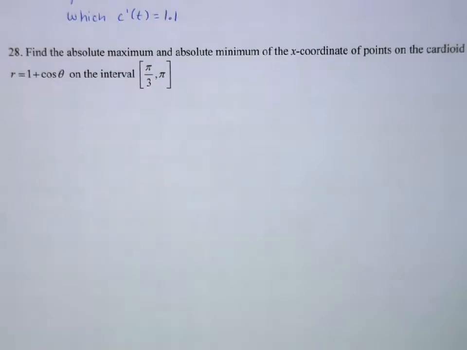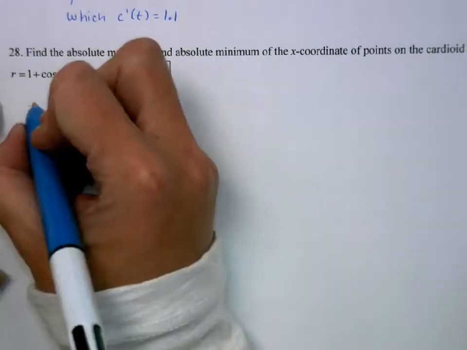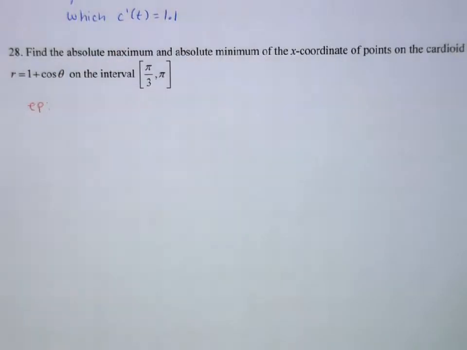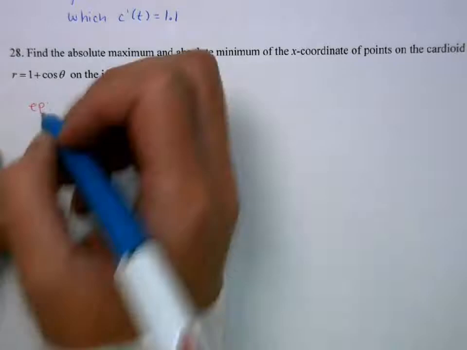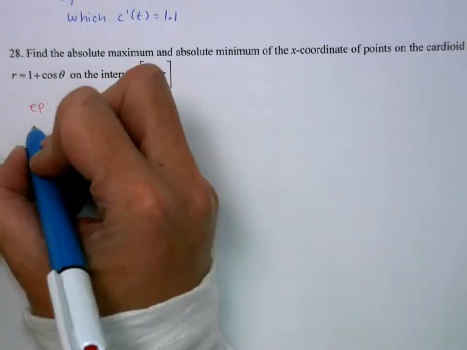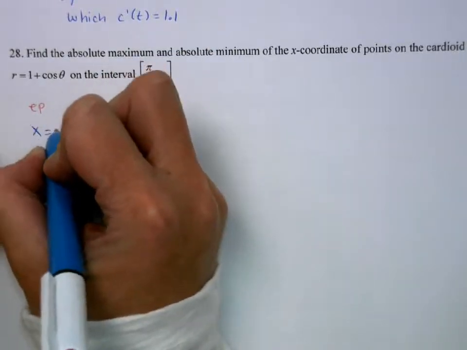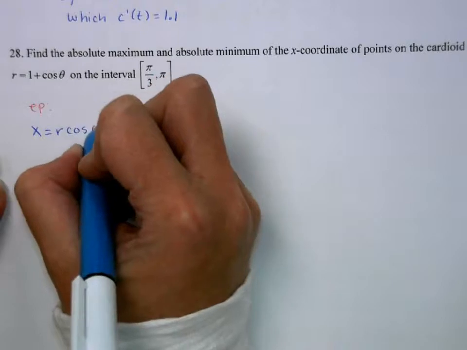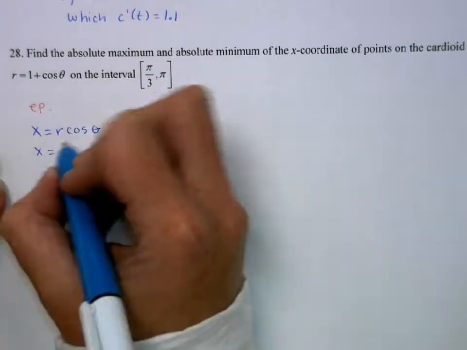All right, we have an absolute maximum and absolute minimum of the cardioid, r equals 1 plus cosine theta on the interval pi over 3 to pi. So this is an extreme value theorem. We need to check the endpoints and we need to check the critical points. Okay. Well, first we have to come up with our equation. In polar, x equals r cosine theta. So ours is going to be 1 plus cosine theta.